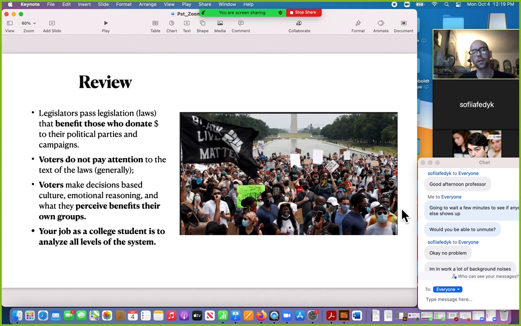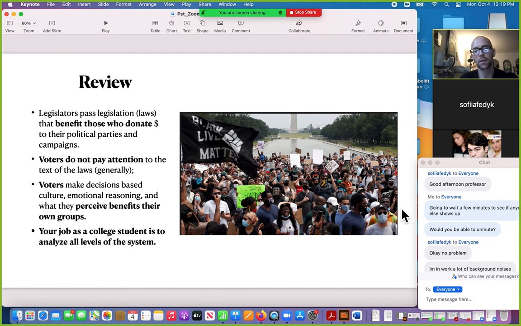So to review, what we've done is we've thought about this big ideal that we've been told, that laws are supposed to change behaviors. But in reality, laws are passed by legislators based on lobbyists and based on people who donate to their campaigns and to their parties. And so those ideals are not exactly clearly defined as to how they're going to be implemented. The other problem here is that voters don't generally pay attention to the text of the laws. Laws are often hundreds, if not thousands, of pages long. Some of the legislators say they don't read them.